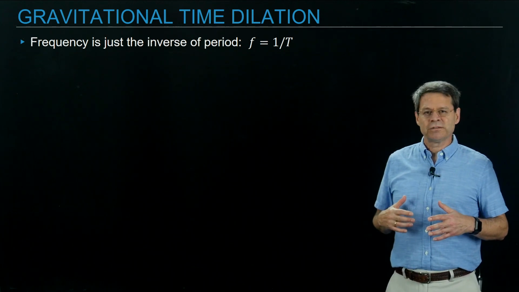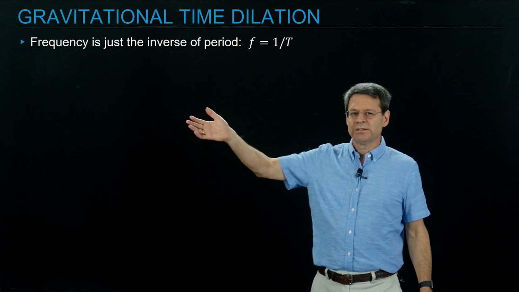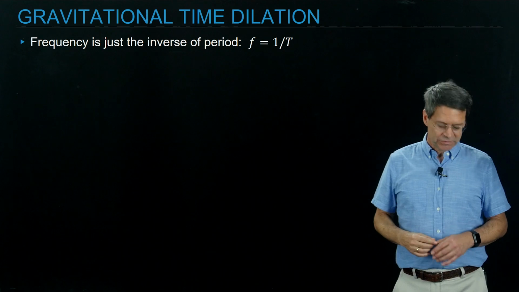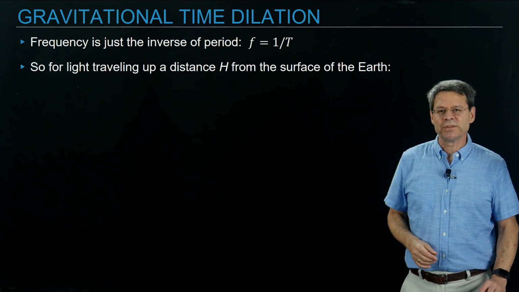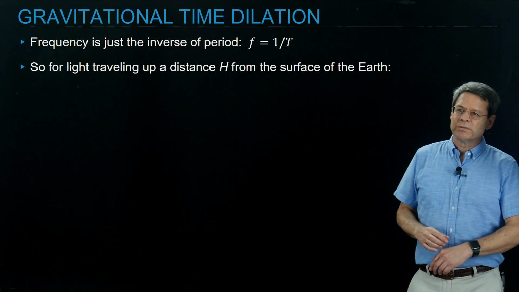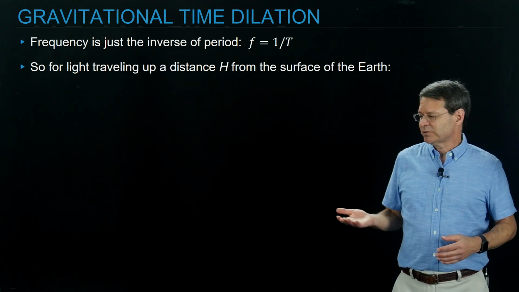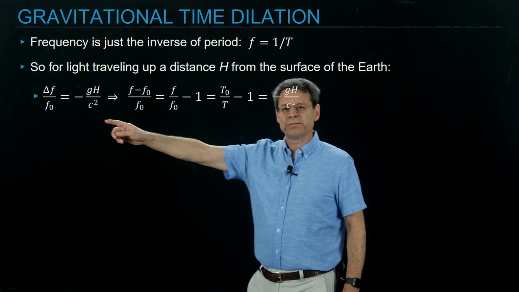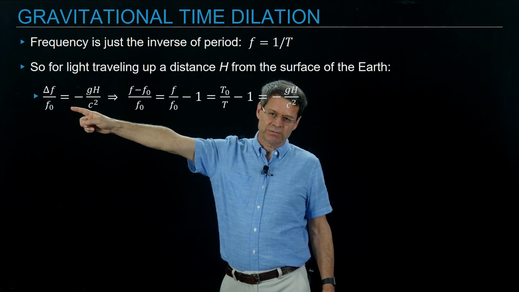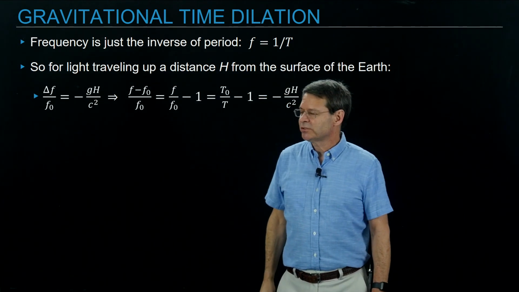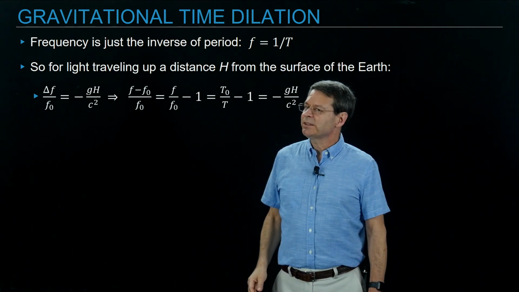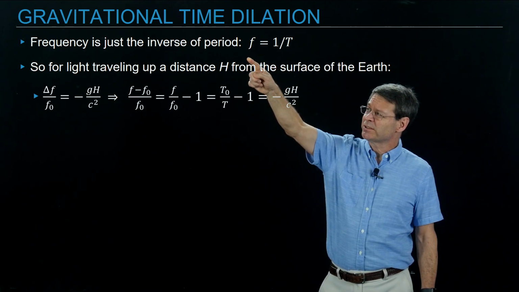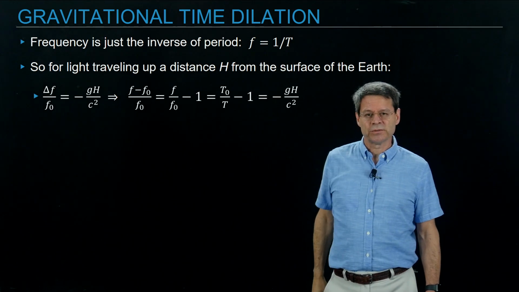And we can understand this time dilation by realizing that frequency, so many cycles per second, is just the inverse of period, a period of time. So it's actually one and the same thing, just one's the inverse of the other. So for light traveling up a distance h from the surface of the Earth, as we were just discussing, remember the change in that frequency, relative change, delta f over f naught, was minus gh over c squared. And let's just rewrite that in terms of the period, because the relationship between frequency and period is f is 1 over T, where T is the period.